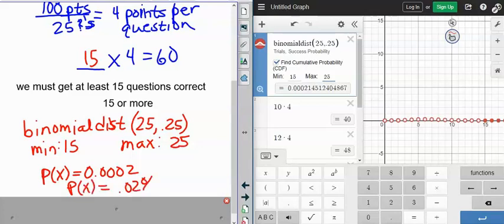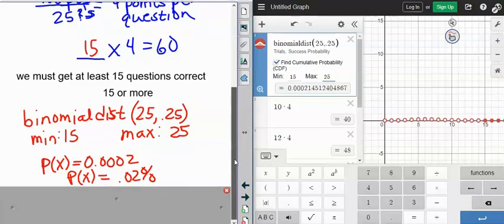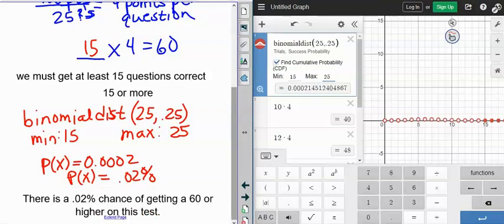So again, that's not happening, guys. That really is not happening. If it's that low of a percent, it's not happening. There's a 0.02% chance of getting a 60 or higher on this test. It's not going to happen, guys. It's really not going to happen. All right, so let's go to C and D, and then we're done, guys.